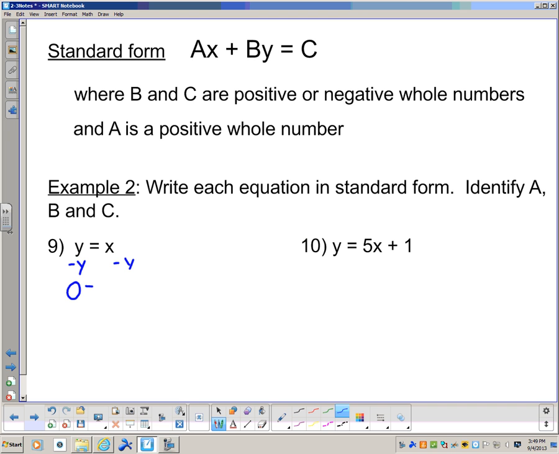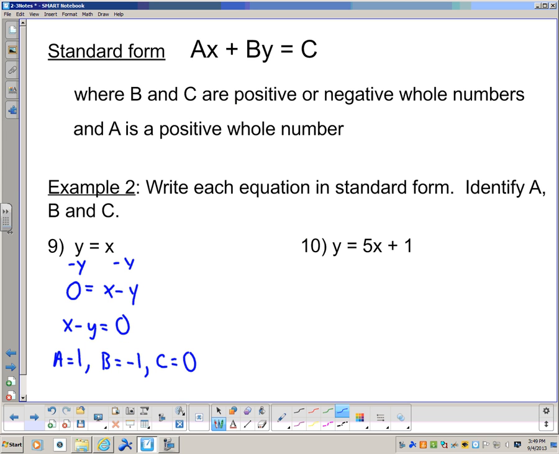So I get 0 equals x minus y. And now I'm just going to reverse the order here. So I get x minus y equals 0. Looking at that, I can identify what a is. A is what's in front of x, which is 1. I can identify what b is. There's a negative 1 in front of the y. And I can identify what c is. C is what's over on this side, which is 0.